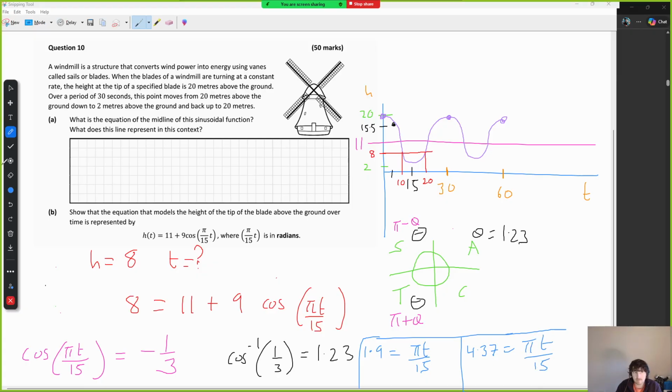If you've been working along, you can pause the video here and get your two times, but I'm just going to do it quickly. I'm going to multiply this across by 15 and then divide by pi. So 15 multiplied by 1.9 over pi, I'm getting about 9.07 seconds. You want to have your unit a little bit further away like that. And then this other one, 4.37, is working out as, so 1 second now.